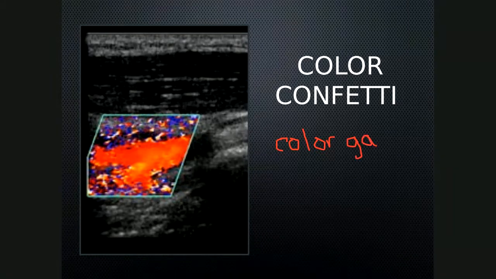Now, I don't know what kind of pictures are going to show up on your registry, but they are definitely going to ask you color and Doppler control questions and show you pictures, and they want you to correct them. So this one, you would take your color gain and you would turn it down to get rid of all that confetti on the outside.